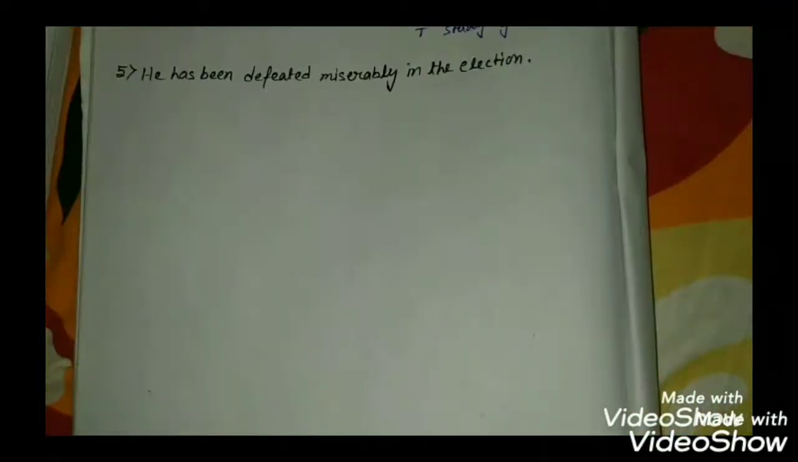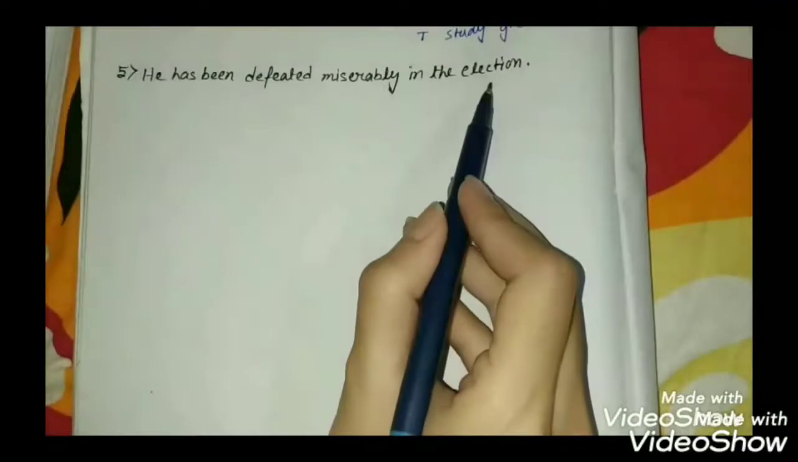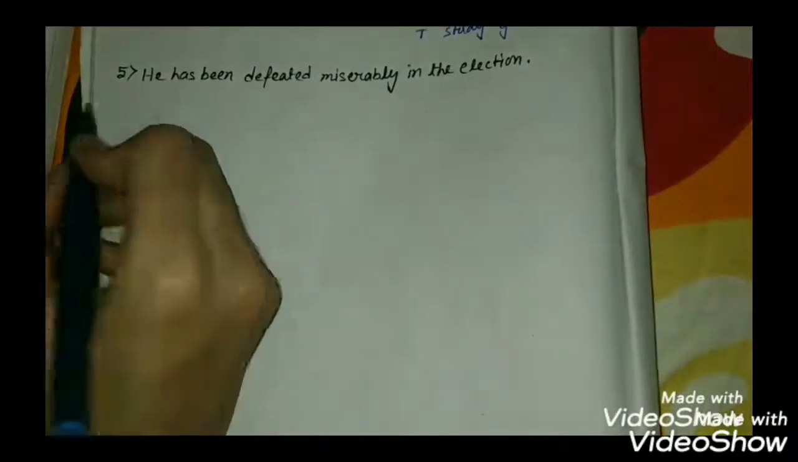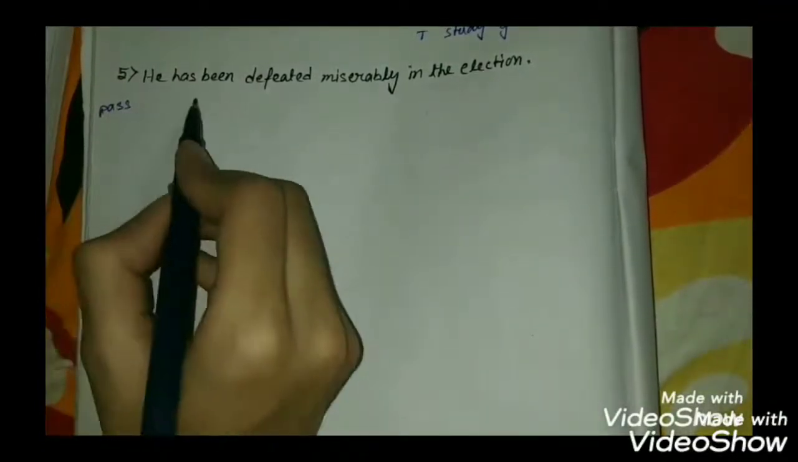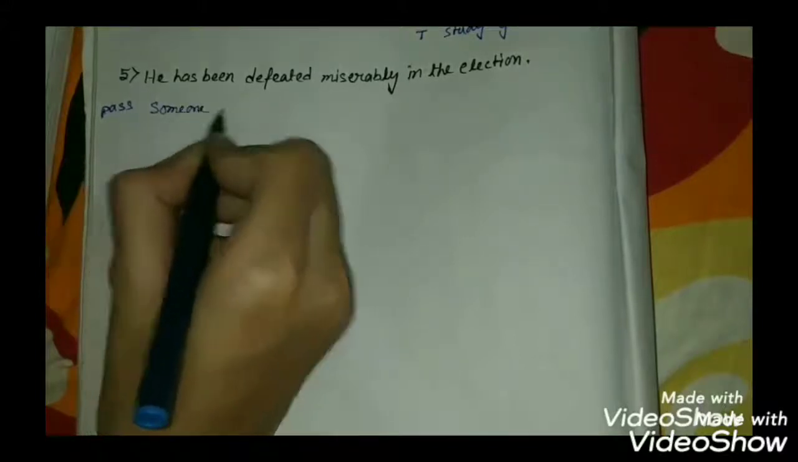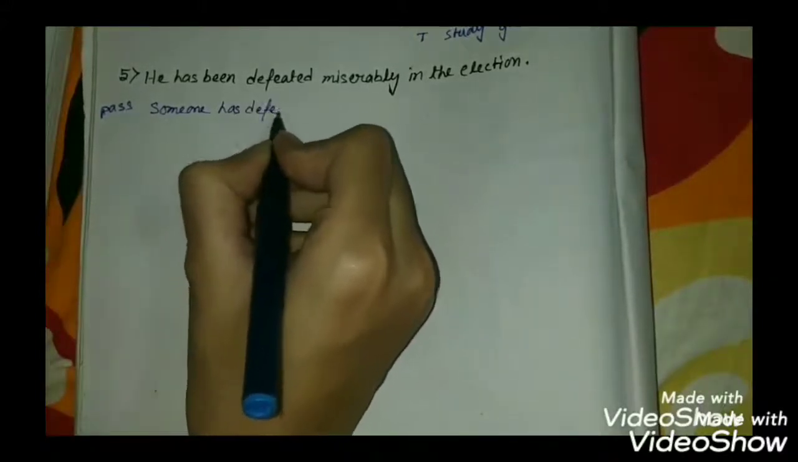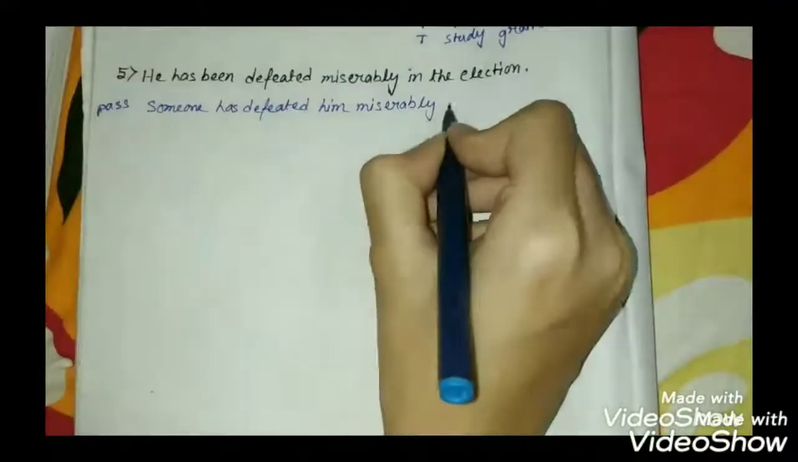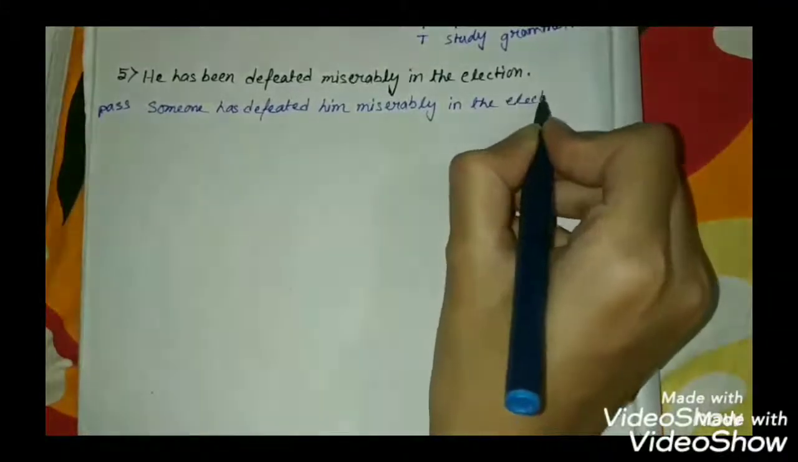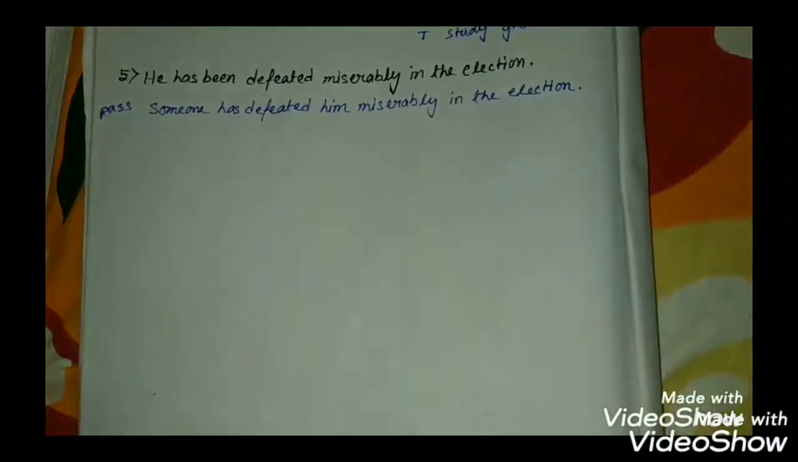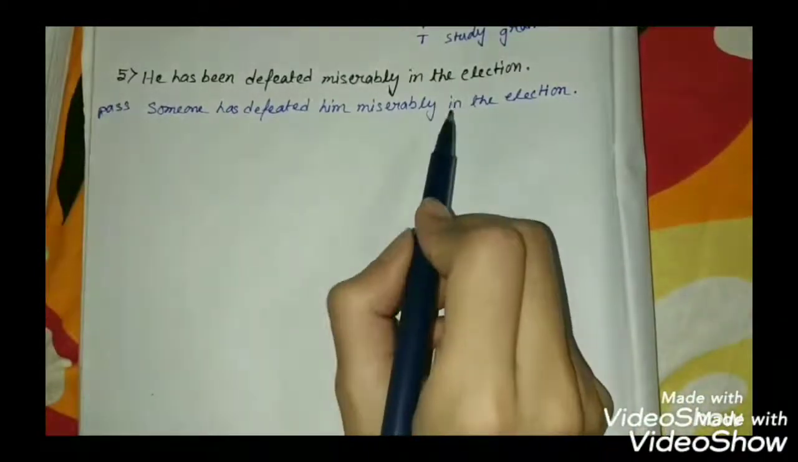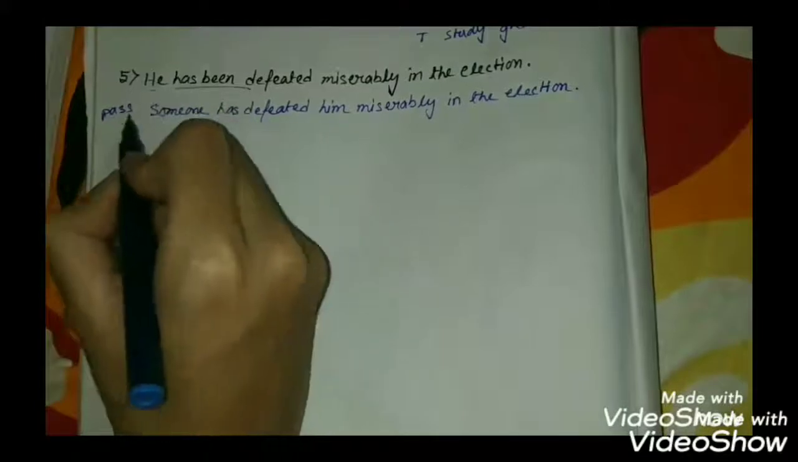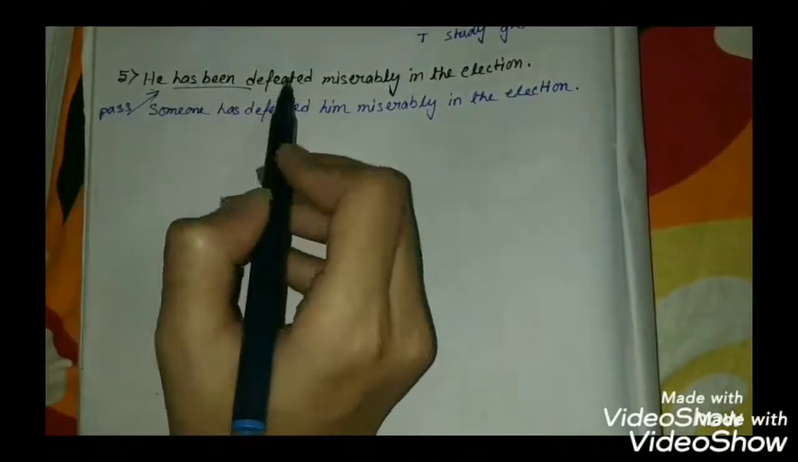He has been defeated miserably in the election. Now we can see that sentence is in passive voice. That means someone has defeated him miserably in the election. We can make structure of both these sentences or any one of these two sentences. So we will do with the first one.